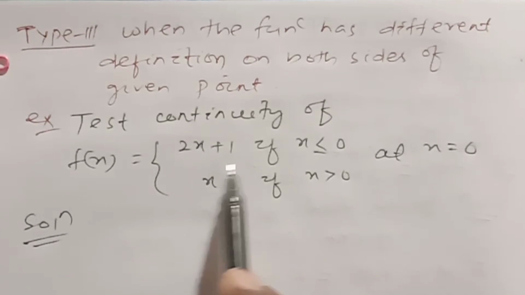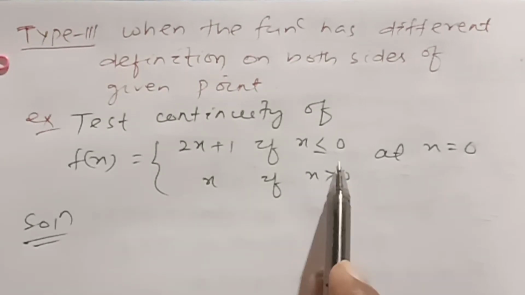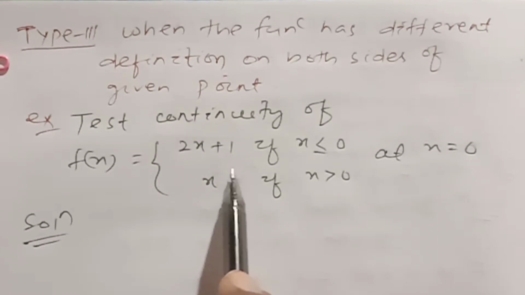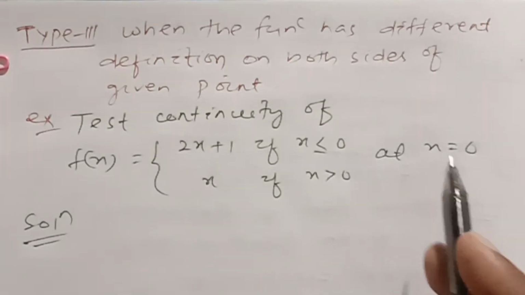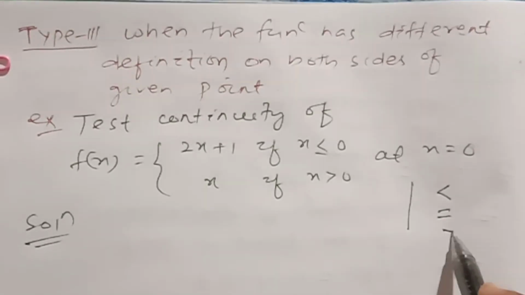So left of 0 is 2x plus 1, right of 0 is x, and at x equal to 0, the value of the function is 2x plus 1. So the cases are: one for less than, another for equal, another for greater than.